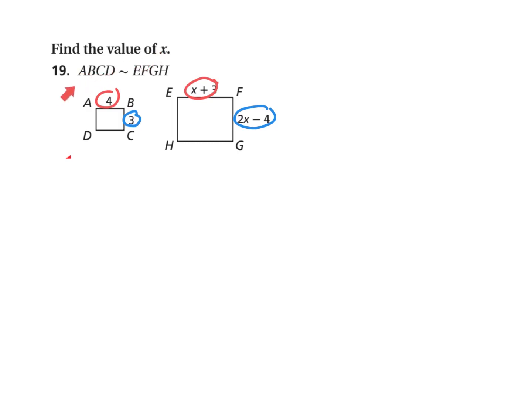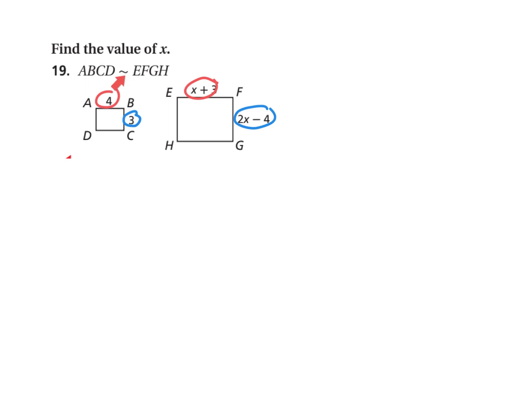All right, let's find x on number 19, section 7.1. Well, if these shapes are similar, then their corresponding sides are proportional. So 3 is the shorter of the two sides. 2x minus 4 is the shorter of these two sides. So these two sides correspond. And these two sides, 4 and x plus 3, correspond.